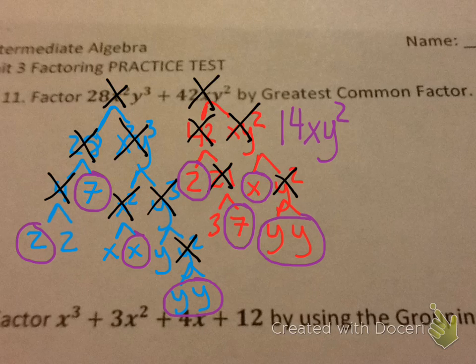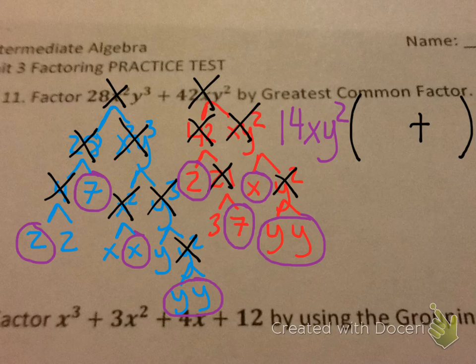We only want to pull out what we circled in one term. We need it to be present in both terms in order to pull it out, but we only want to pull it out once, not twice. So this is our greatest common factor that's on the outside of our set of parentheses.